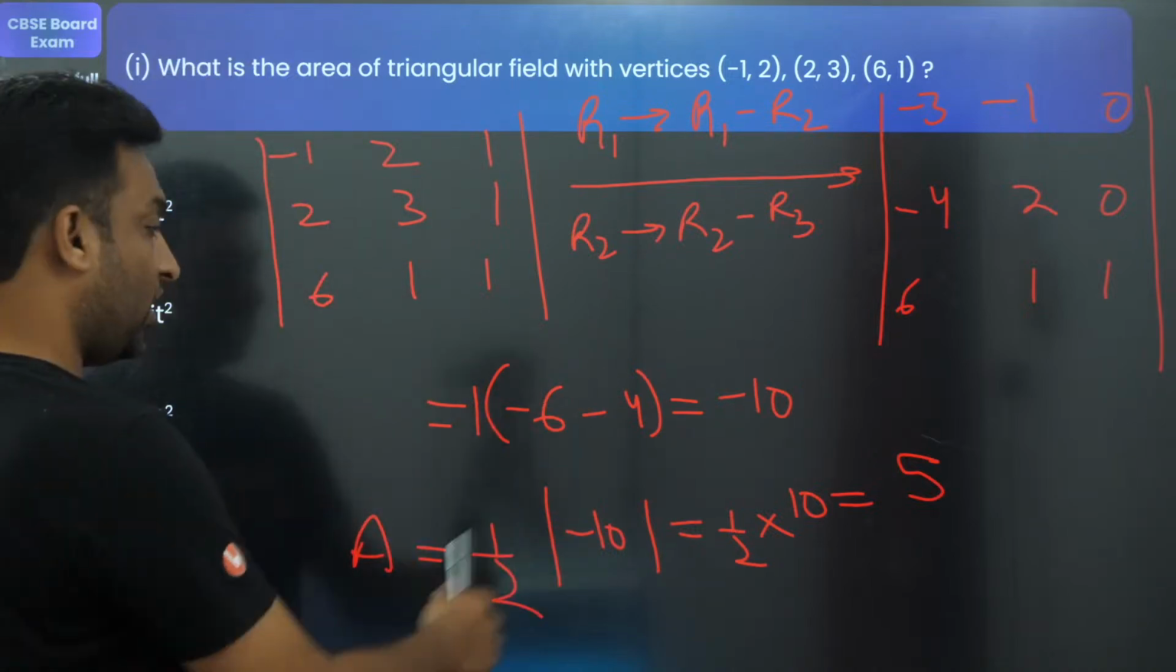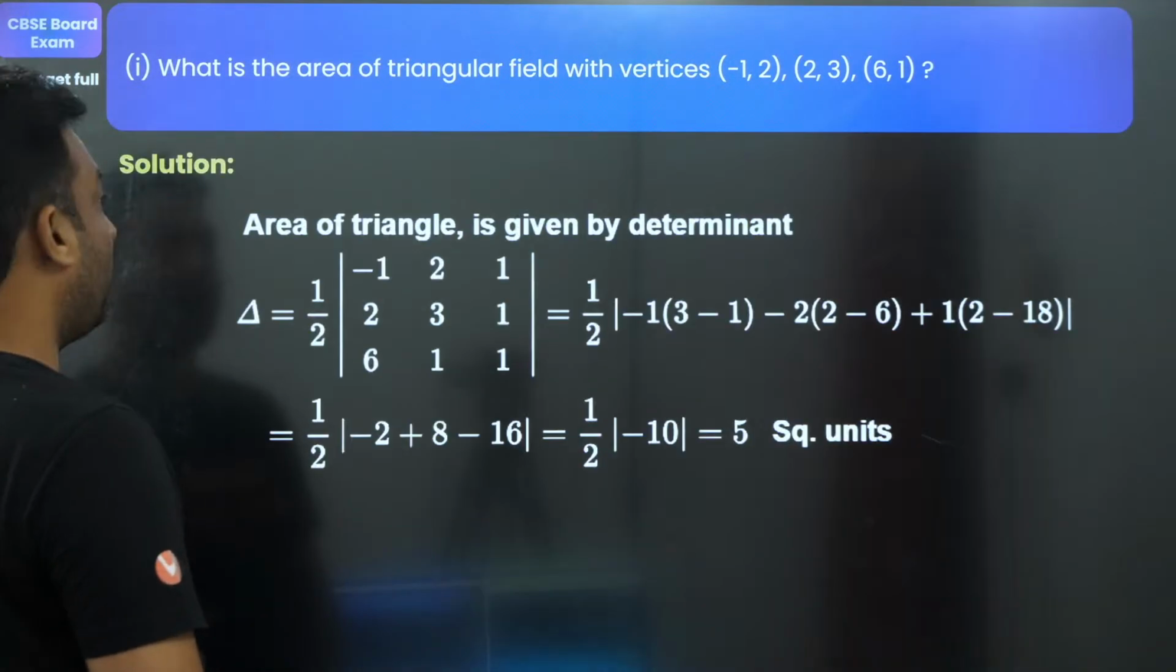Let's move ahead. The area of the triangle here is 5. One more question on the same formula.